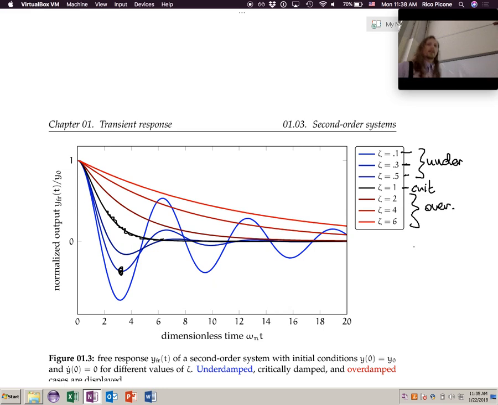So that's our free response understanding for second order systems. Okay, you displace it from its equilibrium, you let it go, and depending on the damping ratio, it's going to respond in different ways.